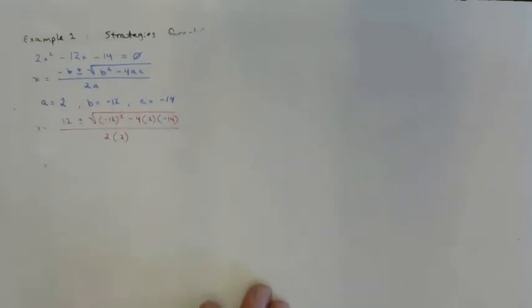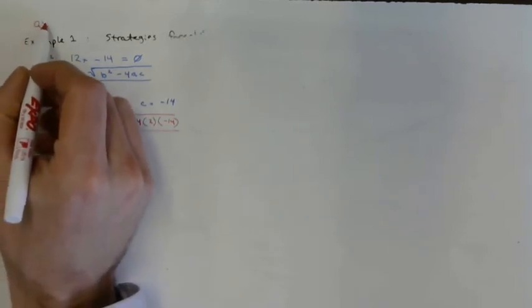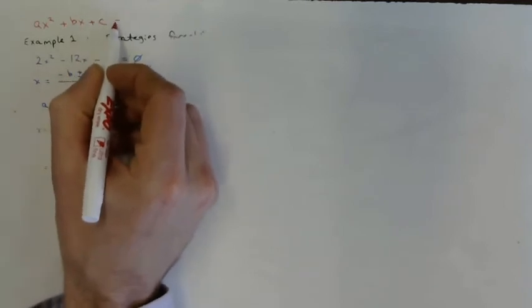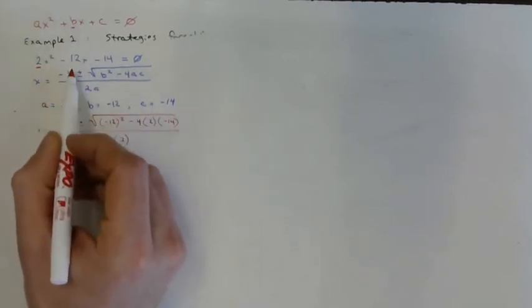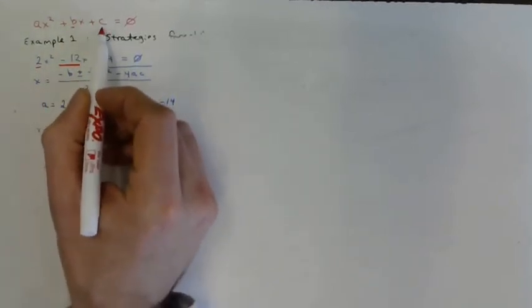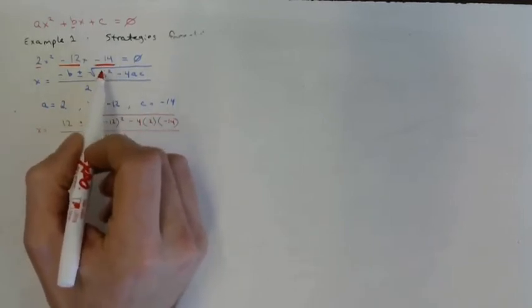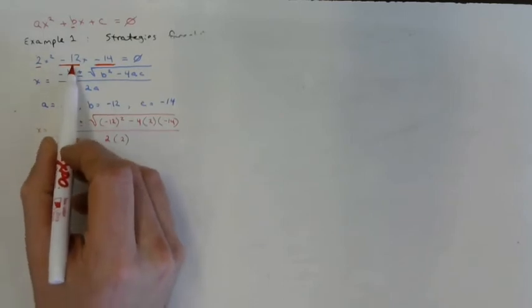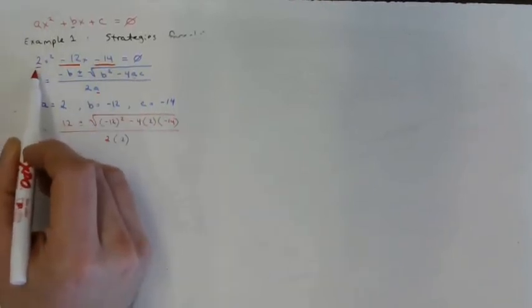If you're uncertain where those numbers came from, the basic standard form of a quadratic equation is ax squared plus bx plus c equals 0. So a is the coefficient of your x squared term, b is the coefficient of your x term, c is the constant. Okay, c for constant. So that's where those numbers come from. Wherever I see a b, I'm putting -12 in. Wherever I see a c, I'm putting -14 in. Wherever I see an a, I'm putting 2 in.